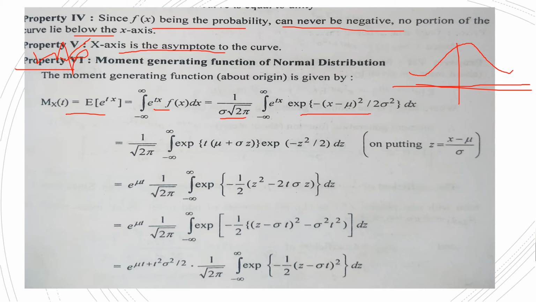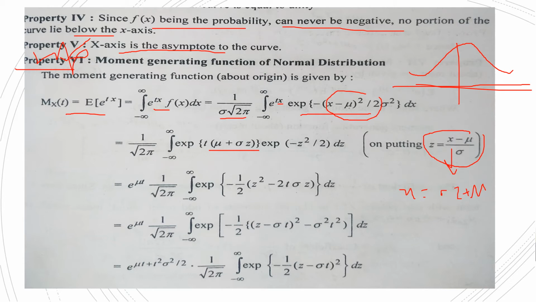Now we will use substitution. Take z equal to (x minus mu) upon sigma. So here we get z square by 2. Now from here we can rearrange the terms. We can find the value of x equal to sigma z plus mu. So put this value of x here, and we will get this expression.